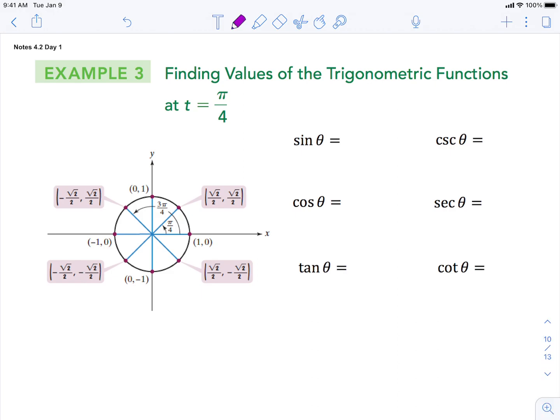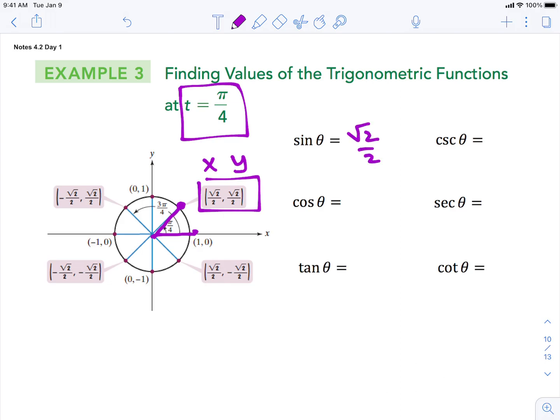Here's another example. Find the values of the 6 trig functions, given the angle is pi over 4. So here is pi over 4, and this is your ordered pair. This is your x, and that's your y. So the sine of theta is y, square root of 2 over 2. Cosine is your x, square root of 2 over 2. Tangent is your y divided by your x, which is 1.